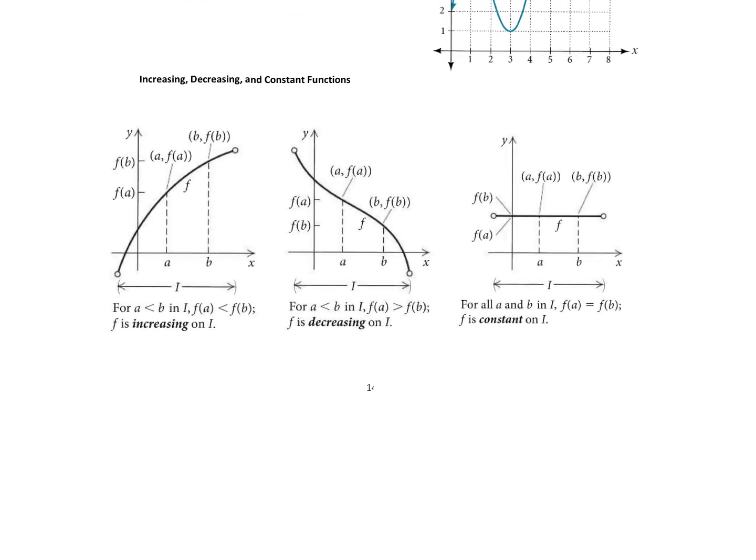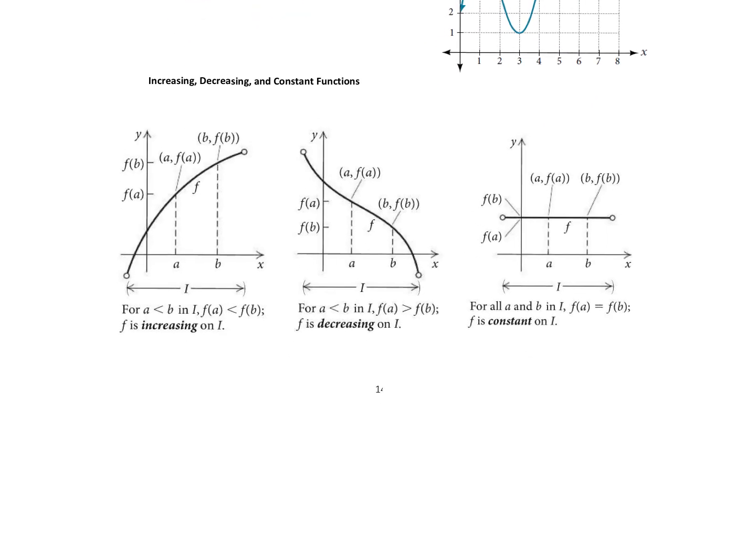We also want to be able to talk about the behavior of a graph and whether that graph is increasing, decreasing, or constant. So we say that a function is increasing on the interval if from left to right the function values increase. They get bigger, like this. And it's decreasing if from left to right it goes down, and it's constant if from left to right it stays flat.